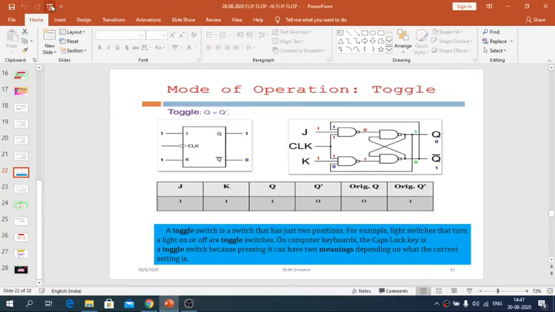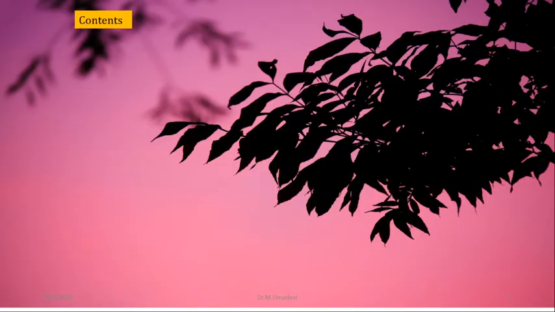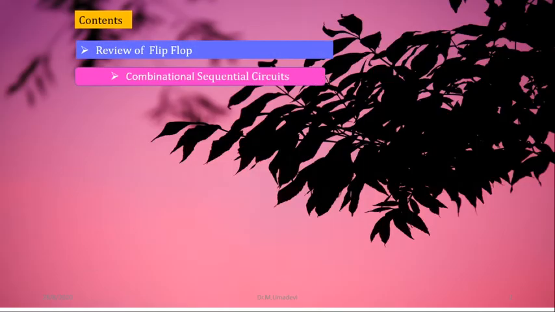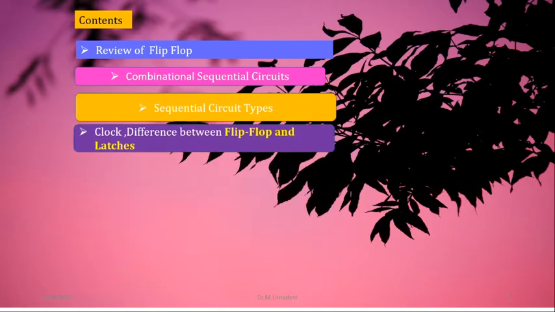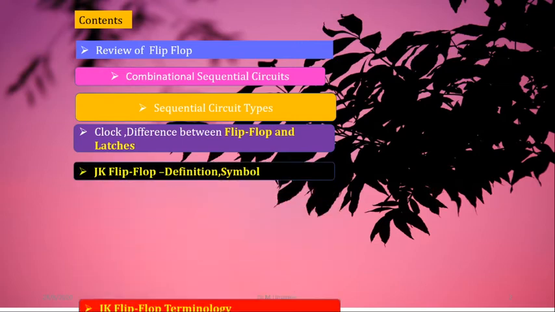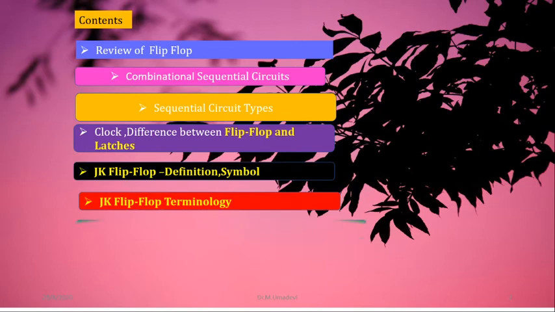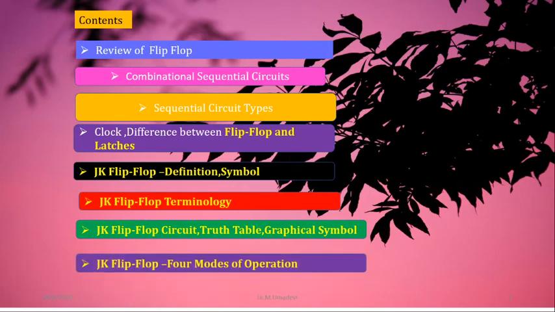Hello students, in the previous class I discussed SR flip-flop, and in today's class I'll discuss JK flip-flop. So we'll review the flip-flops, then I'll move to combinational and sequential circuit types, then what is clock, the difference between flip-flop and latches, JK flip-flop definition and symbol, and then the terminology in JK flip-flop. Then JK flip-flop circuit, truth table and graphical symbol. Then we'll see the 4 modes of operation in JK flip-flop, then the timing diagram.